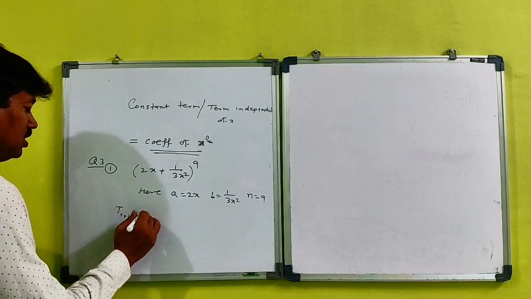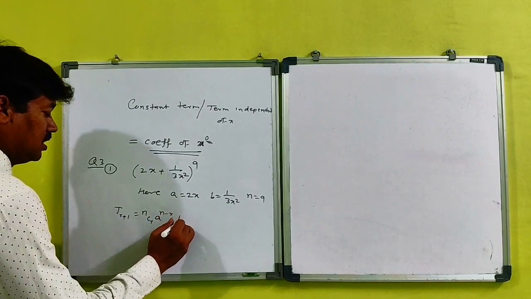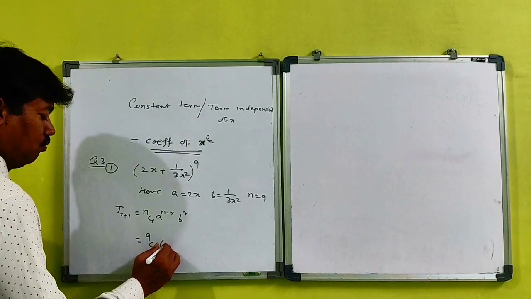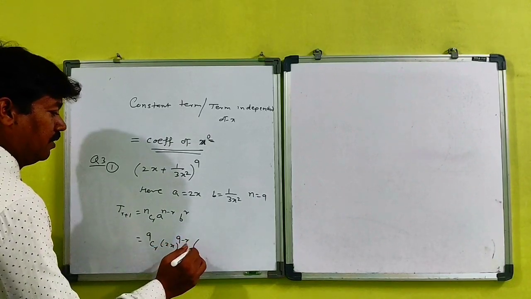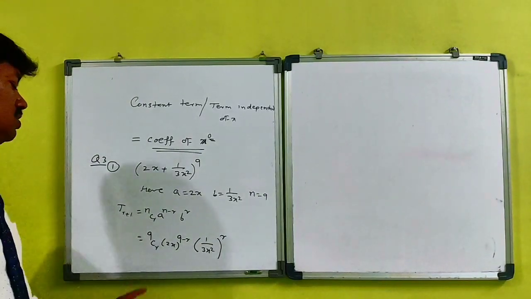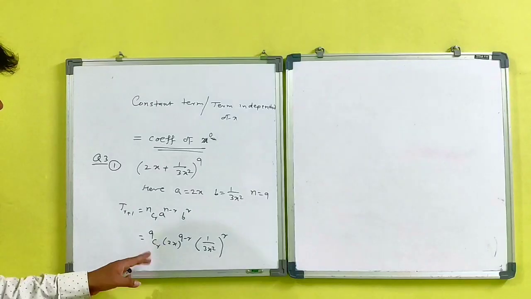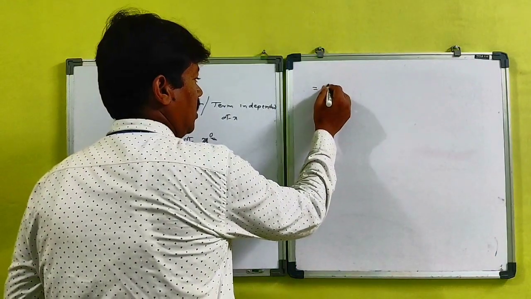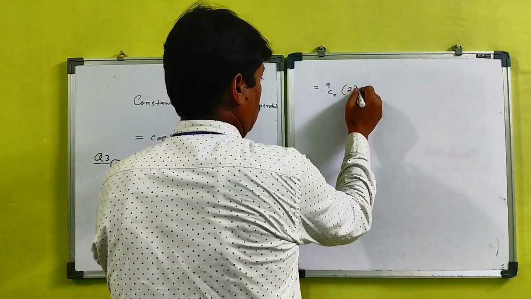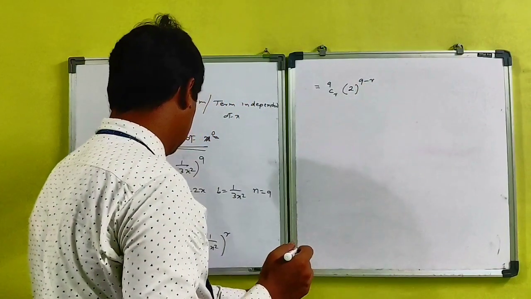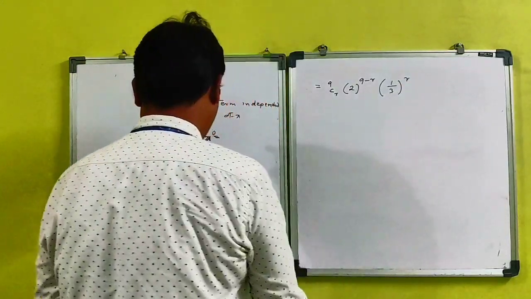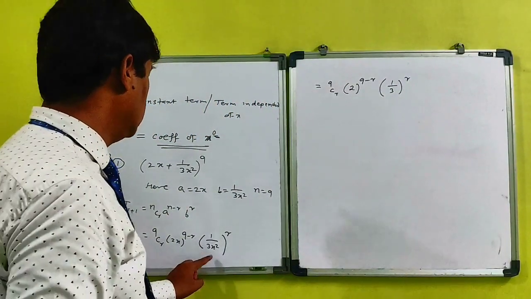So what is T R plus 1? T R plus 1 here is NCR, A raised to N minus R, B raised to R. So it is 9CR, 2x raised to 9 minus R, and B is 1 upon 3x squared raised to R. So we have to use it like this. Now, again, take out the constant coefficient. So it is 9CR, 2 raised to 9 minus R, 1 upon 3 raised to R, x raised to 9 minus R and this x squared raised to R.